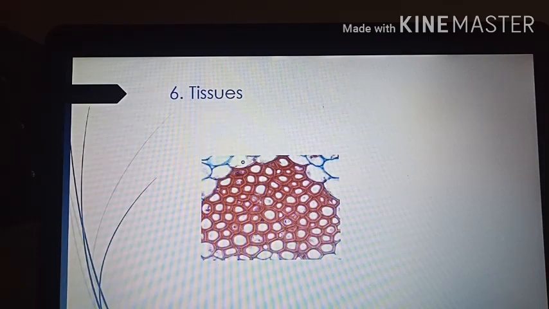We also learn about muscular tissue, its characteristics and types. We learn in last about nervous tissue.